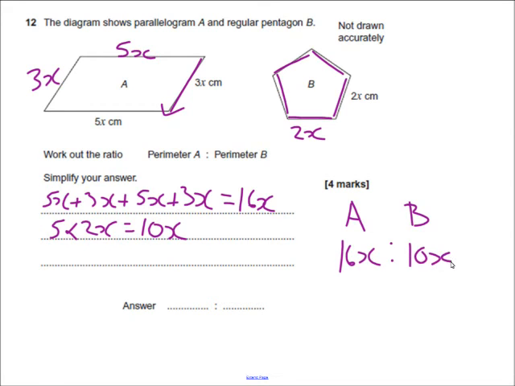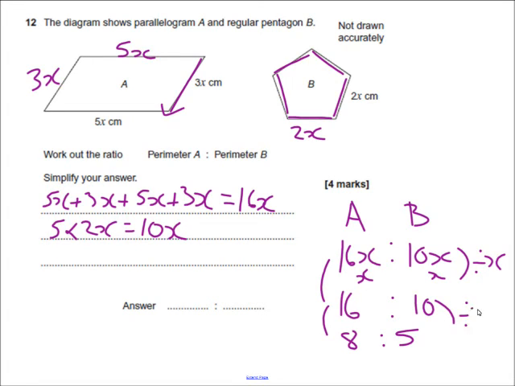And what we're looking for are things that divide into both sides so we can simplify it. It might not be obvious, but the x's cancel each other out. If I divide both sides by x, I end up with 16 to 10, because x divided by x is 1, and both sides have an x. So now we're just dealing with numbers. I can divide both sides by 2 and I get 8 to 5 as my ratio.